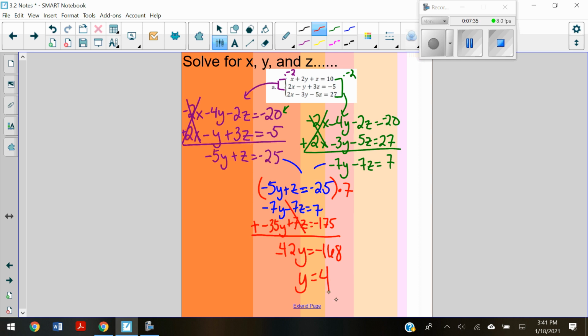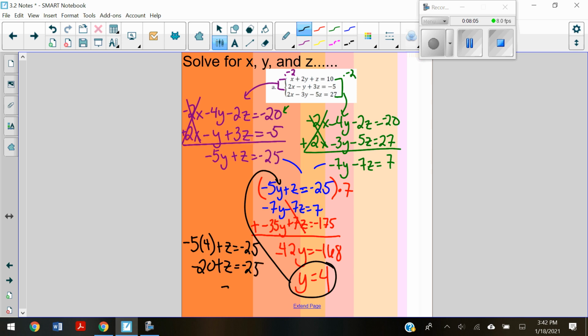Now I have my y equals 4. So I'm going to plug that back into either one of the blue equations to determine my z. And I'm going to pick the top one because z is by itself already. So negative 5 times 4 plus z equals negative 25. So I get negative 20 plus z equals negative 25. So my z has to equal negative 5 then. So I'm going to add 20 to both sides.